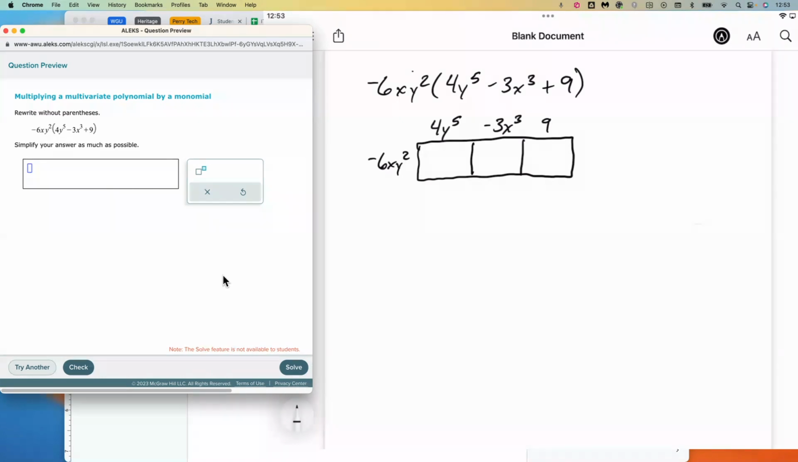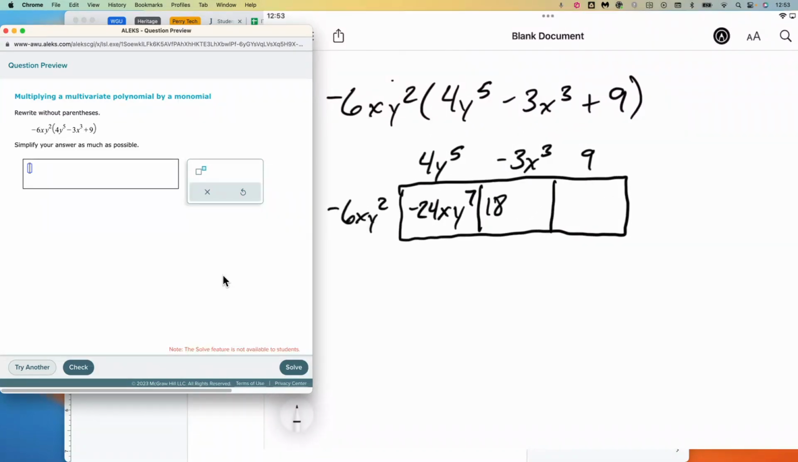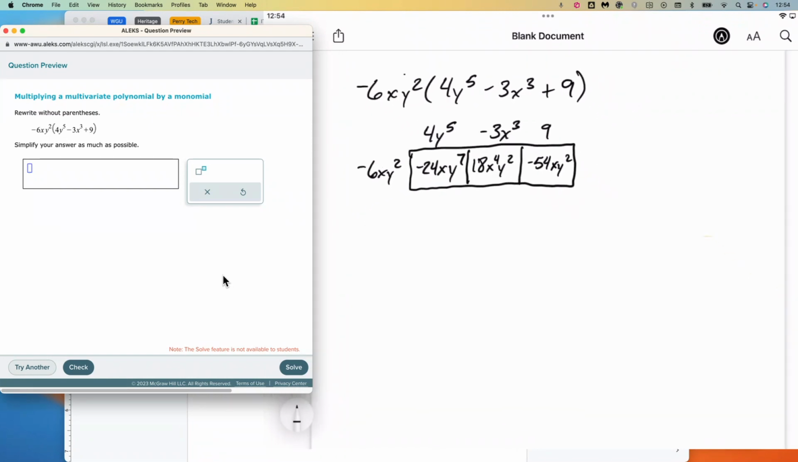And so we multiply the negative 6 and the 4, we get negative 24. X is the only x. Y squared times y to the fifth, we add the exponents as y to the seventh. Negative 6 times negative 3 is positive 18. The x times the x cubed is going to make x to the fourth. Again, we add the exponents, and then the y squared just stays there. Negative 6 times 9 is negative 54, and then the xy squared just stays the same.